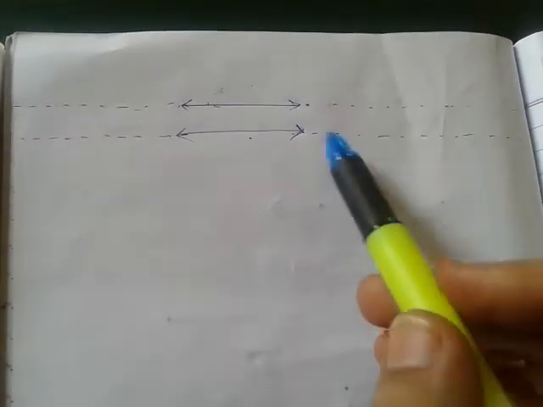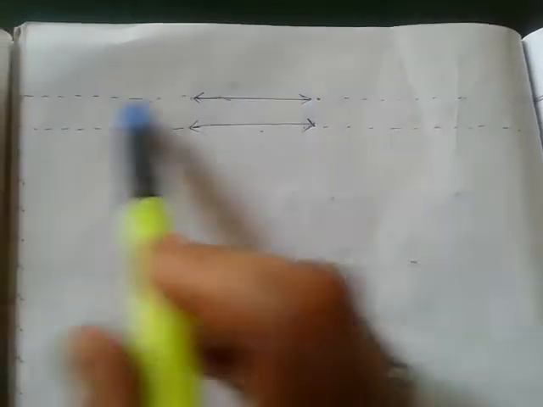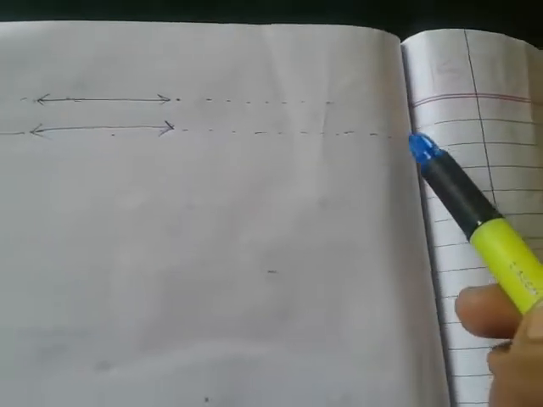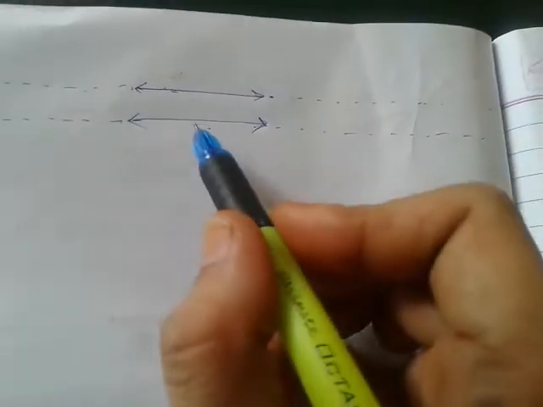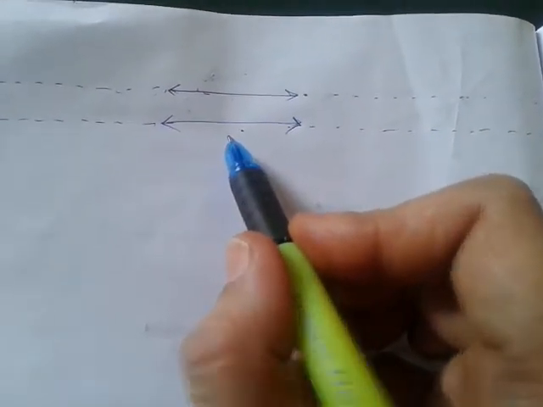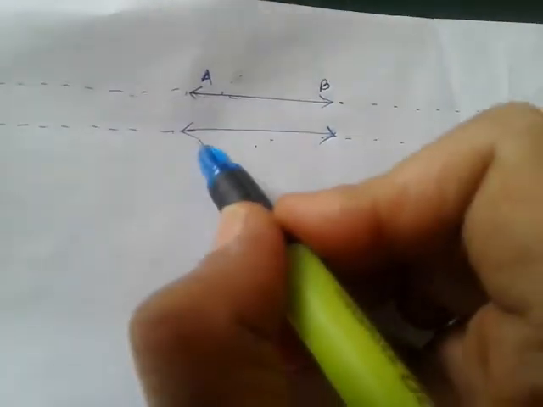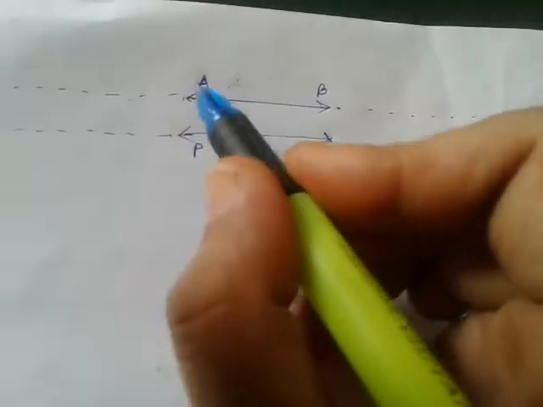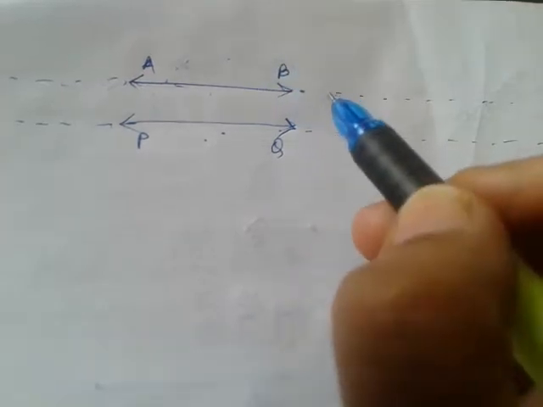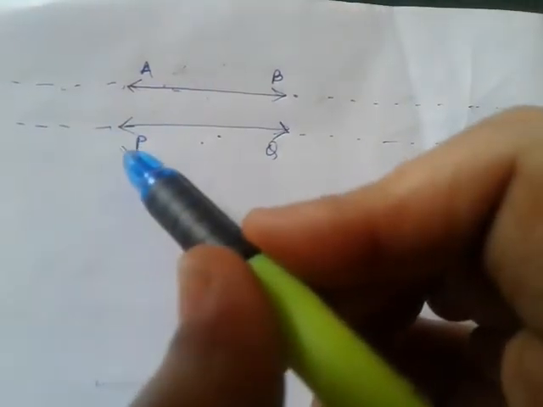So even if I extend from here, from here, it is not going to meet. Then they are known as parallel lines. If I label them A, B, P, Q, then line AB is parallel to line PQ.